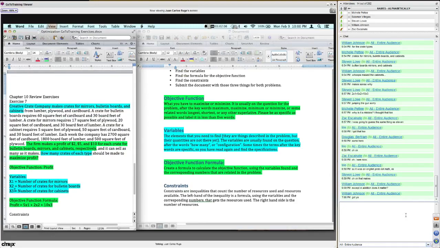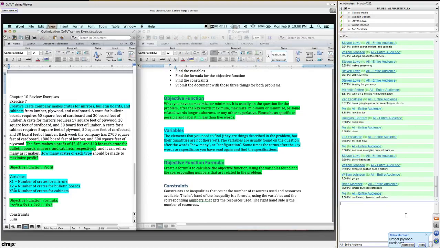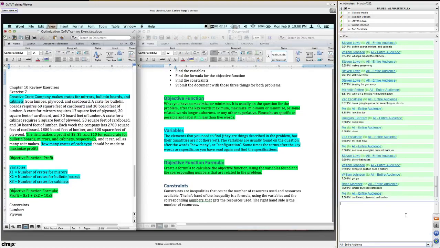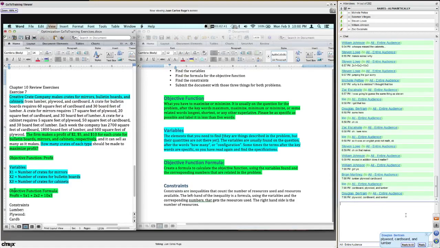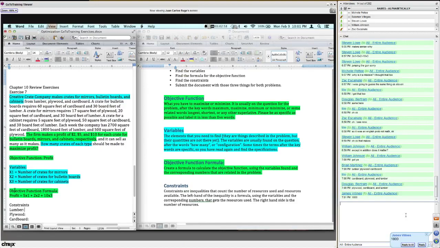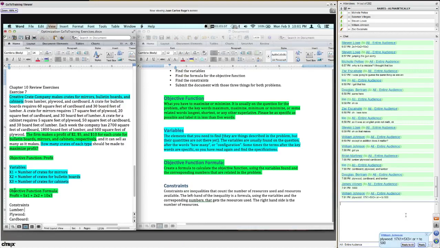Constraints, guys. Which ones are the units, I mean the resources we're using? Lumber. Plywood, cardboard. Okay. Okay, guys. What is the constraint? What is the inequality for lumber? And again, be careful with the order. James, remember, an inequality is not only a number. It is not only the number of resources available. William, I'm talking about lumber.